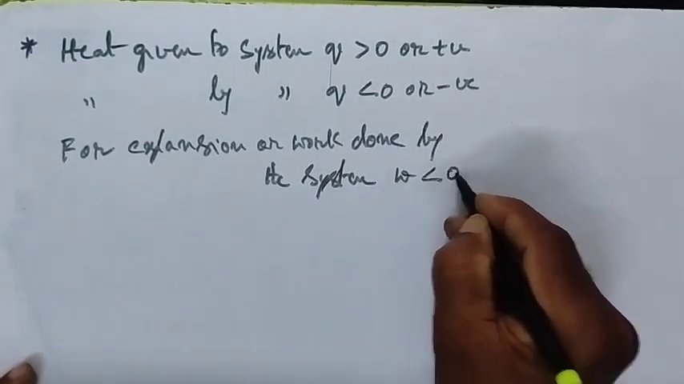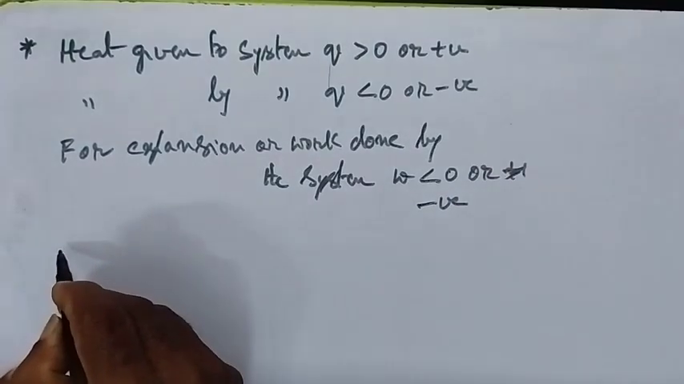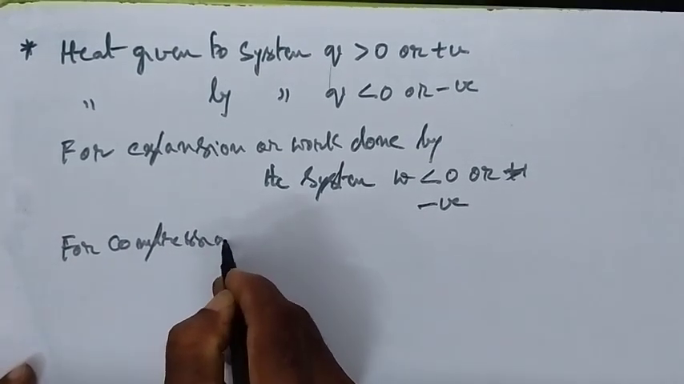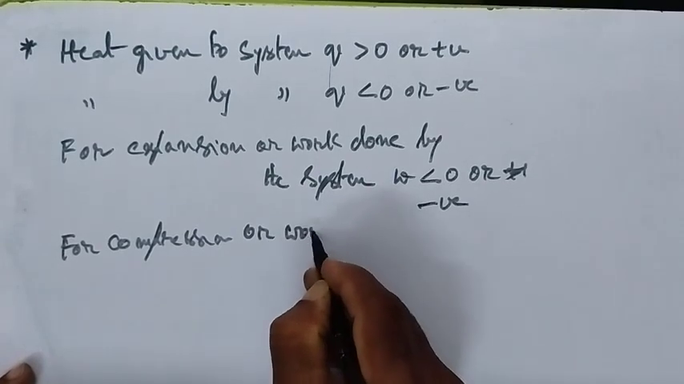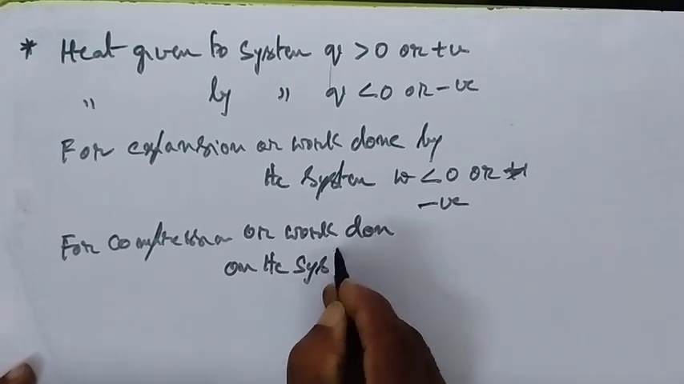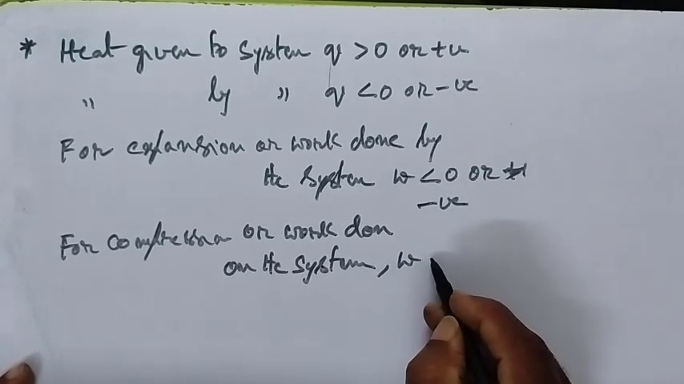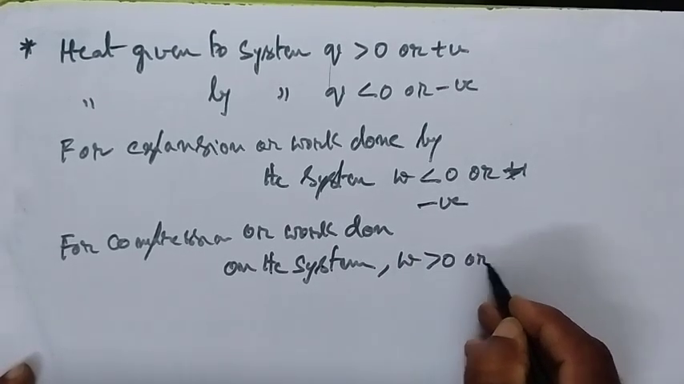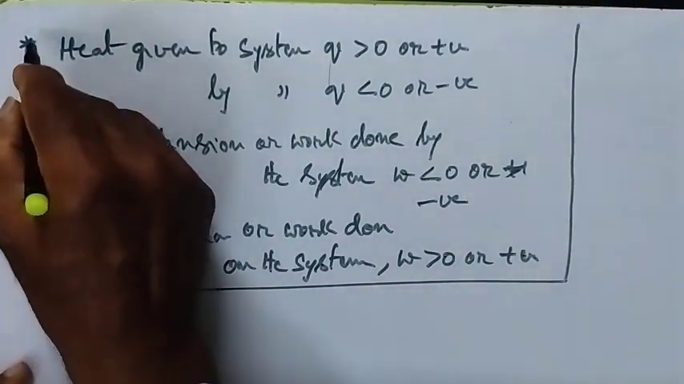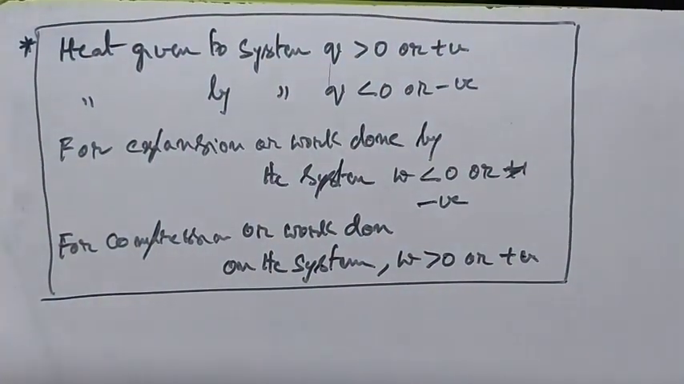W is less than 0 or negative. For compression, or work done on the system, that is work is greater than 0 or positive. So this you have to keep in mind. This is a very important point. So this you have to keep in mind.